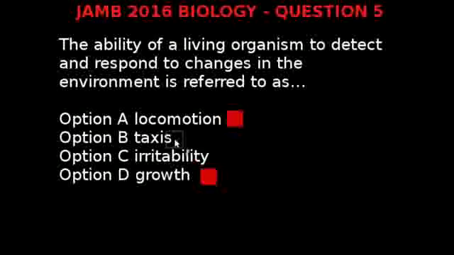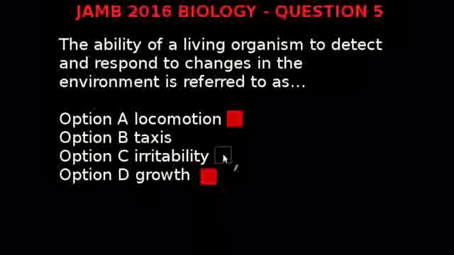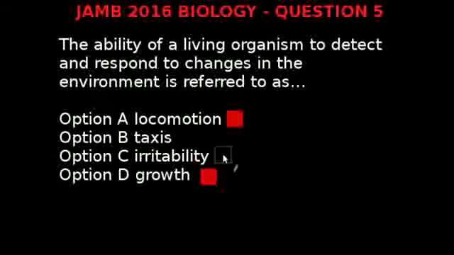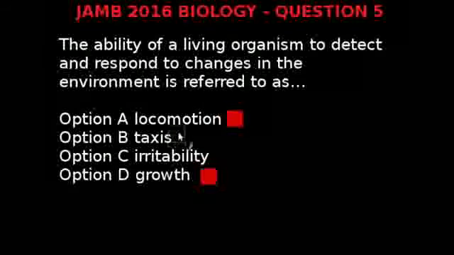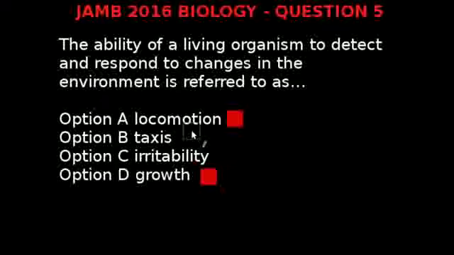Now let's look at what these two mean and then we'll pick out the correct answer from them. Irritability is the ability of a cell to respond to stimuli, while taxis is a form of irritability and involves the movement of an organism in response to a stimulus. So for us to call a response taxis, it means movement is involved, while irritability is used generally to define the detection and response of an organism to stimuli. Therefore, our correct answer is option C, irritability.